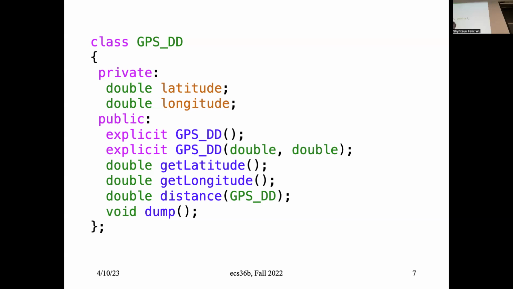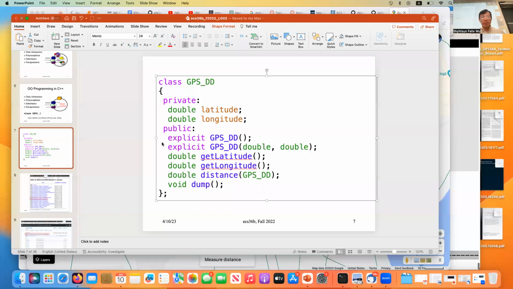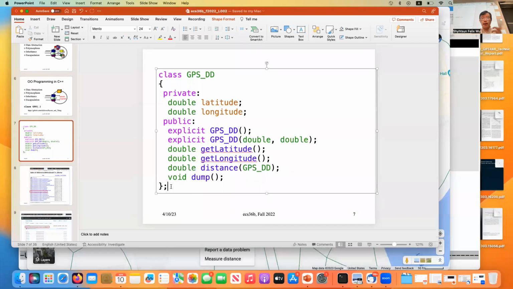So the way I call the function, let me write a little bit of code about how I use dump or any of these functions. Typically I will say GPS BD Nitin. That means I'm creating an object called Nitin. And somewhere over here, I will say Nitin dot dump.